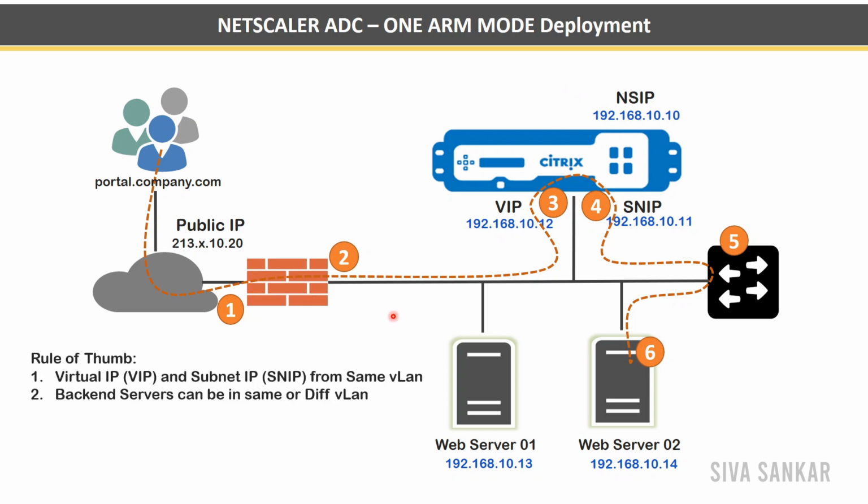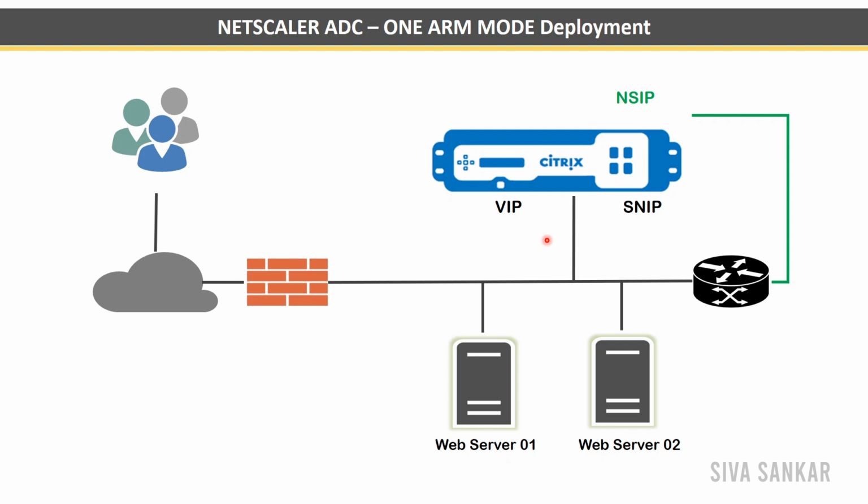So the rule of thumb, right? Virtual IP and subnet IP from same VLAN, and backend servers can be in same or different VLAN. This is the thing. Everyone thinks, in a one arm deployment, the backend servers should be in the same VLAN, like 10 as I showed here. It's not really required. The only thing is you will put a default route and it works.